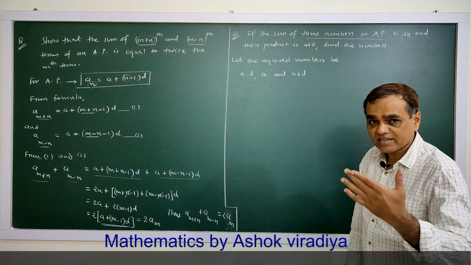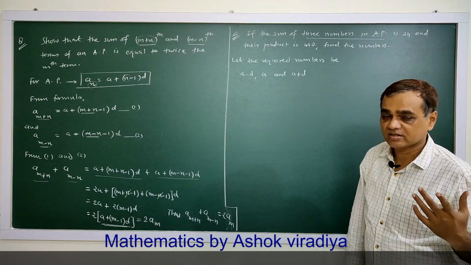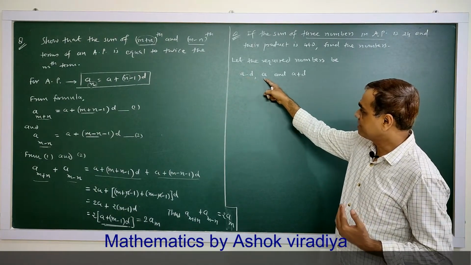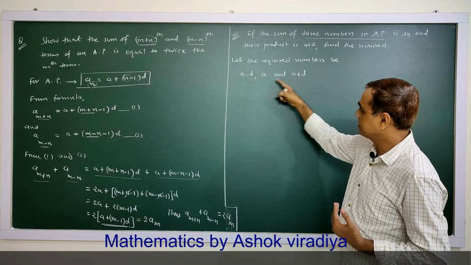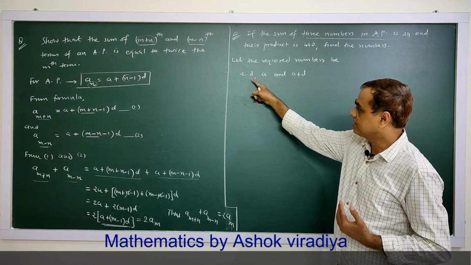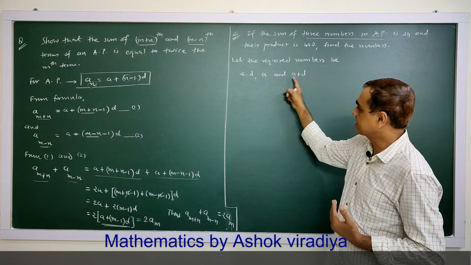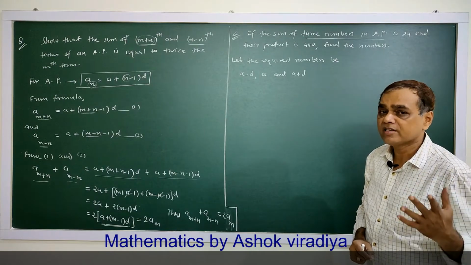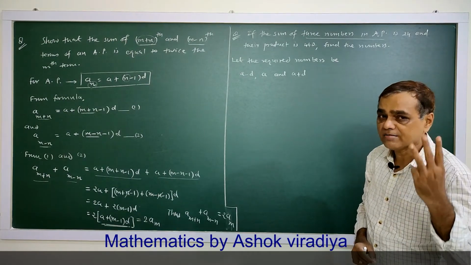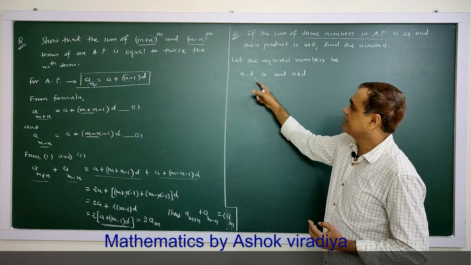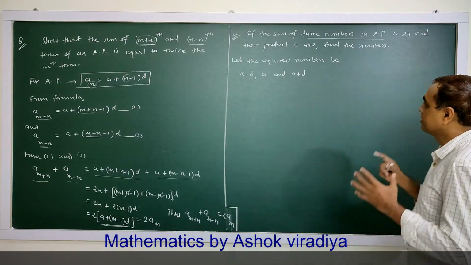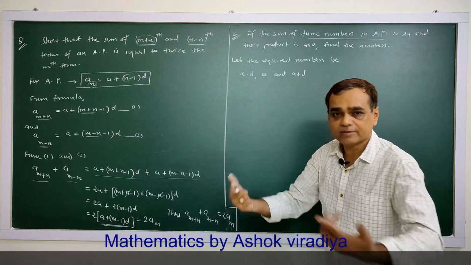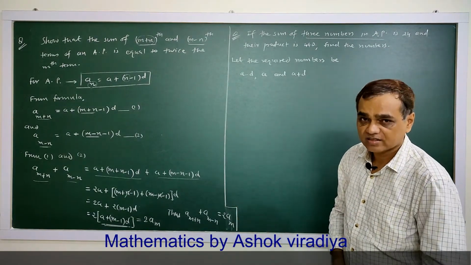But whatever they may be, these are in AP, so their common difference must be constant. And here you can see that the common difference we have maintained is d. If you add d, next is a. If you add d, next is a plus d. So remember this trick that whenever you require three numbers in AP, always take a minus d, a, a plus d, because when we add these numbers directly, we can get the value of a.